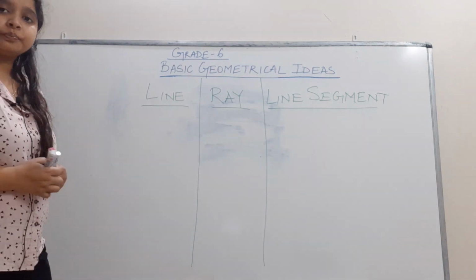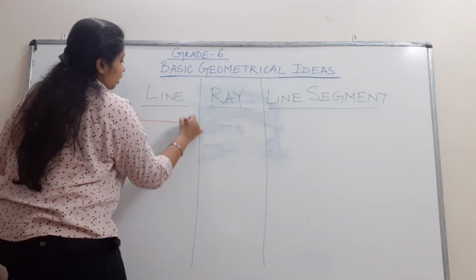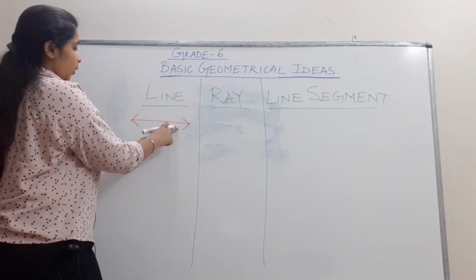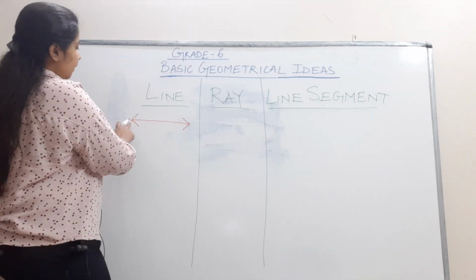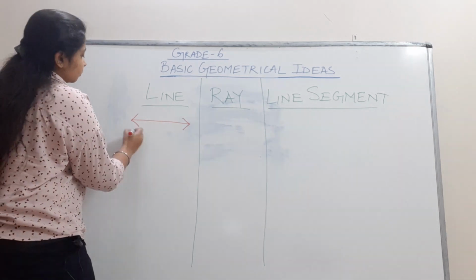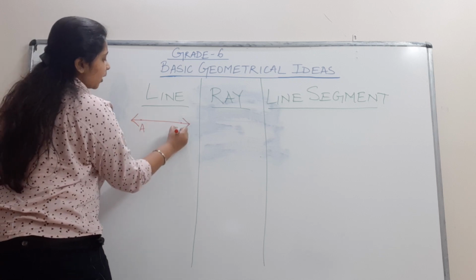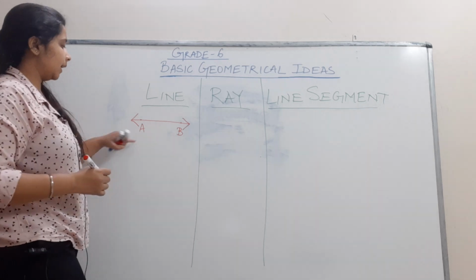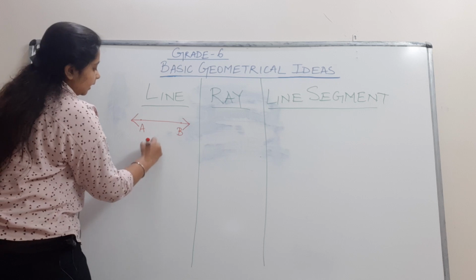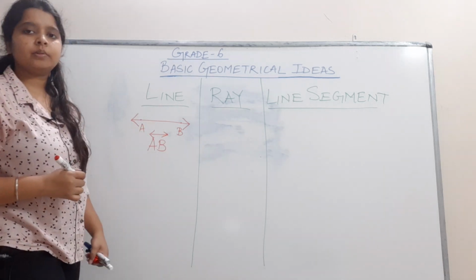So what is a line? A line is something which does not have a definite length. That means it does not have any end points. That is why we give arrows on both the sides. It is named as AB. Any two points are taken on the line and they are named as capital letters, and it is written as AB with a double sided arrow on the top.